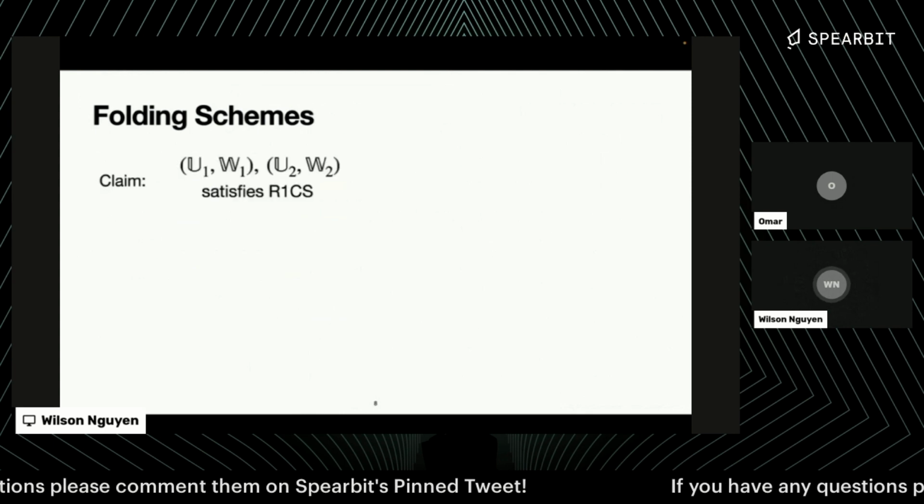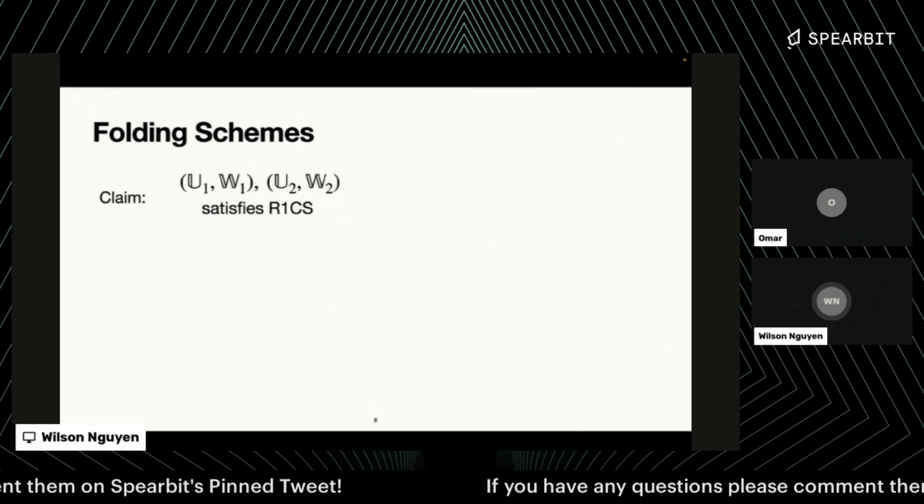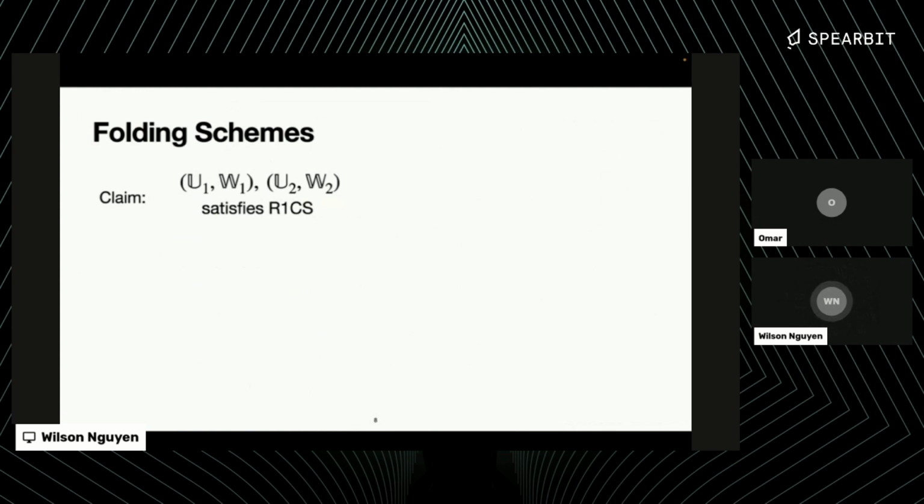So what are folding schemes then? The goal of a folding scheme is to reduce the claim that two pairs satisfy the constraint system to the claim that a single pair satisfies the constraint system. In the sense that if this single pair satisfies the constraint system, then with high probability, both of the original pairs satisfy the constraint system.